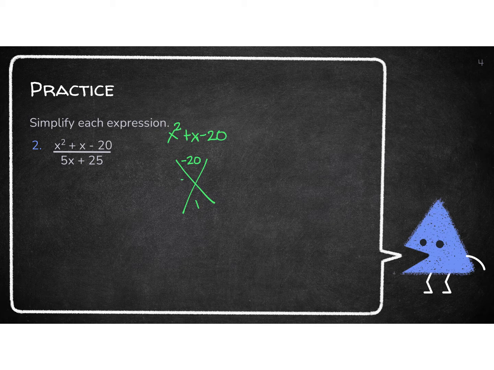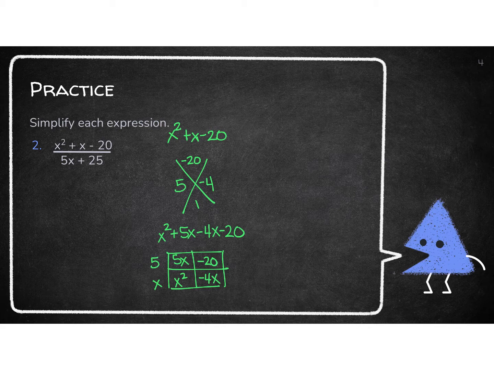Well, if I do this, I know that 5 times negative 4 will work. So I'm going to write that out as x squared plus 5x minus 4x minus 20. And I'm going to do my box method. Plug in your values. And now we're going to take out our GCF. So x squared and negative 4x have an x. 5x and negative 20 have a 5. X squared and 5x have an x. Negative 4x and negative 20 both have a negative 4. So my top would be x plus 5, x minus 4. So that's the top of this fraction, x plus 5, x minus 4.